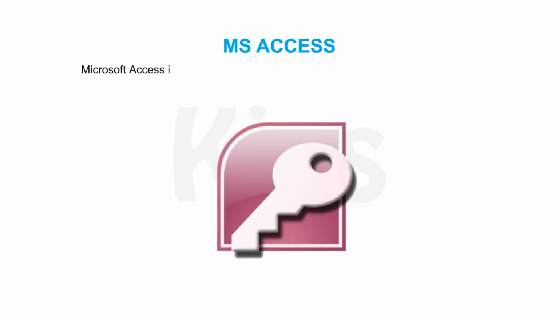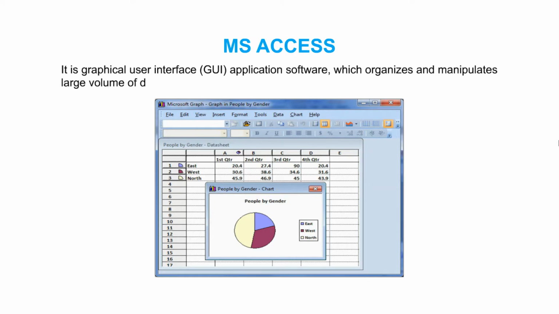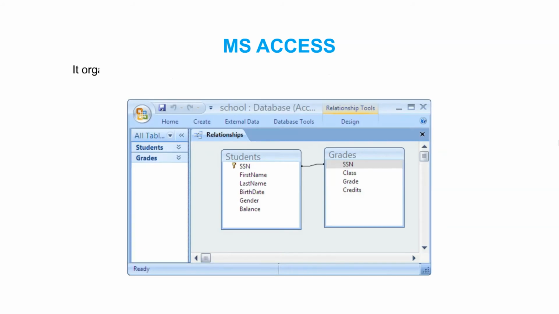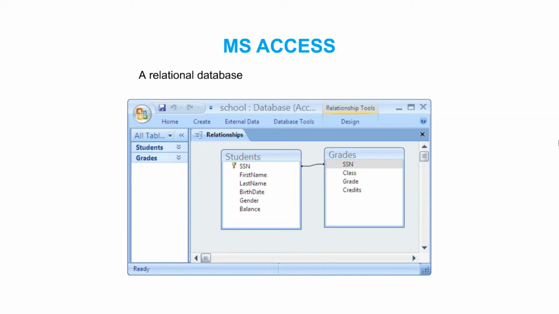Before moving forward, let us first talk about what is MS Access. Microsoft Access is the most popular and powerful RDBMS, Relational Database Management System. It is graphical user interface GUI application software which organizes and manipulates large volume of data efficiently. It organizes data in the form of tables and provides a facility to create relationship between them using common fields. A relational database enables to prevent duplicity of data.